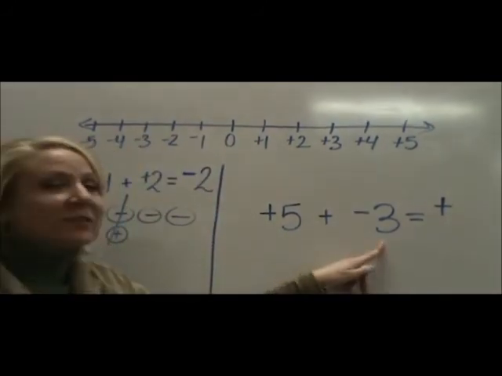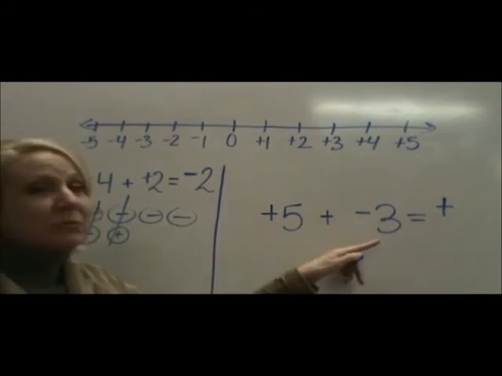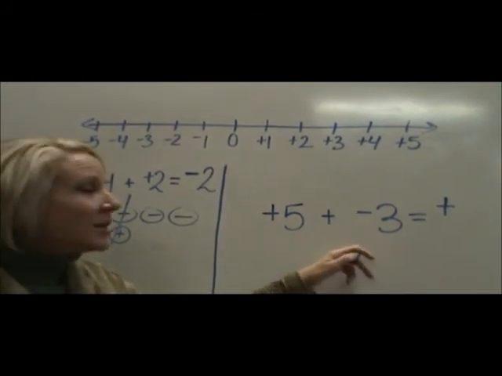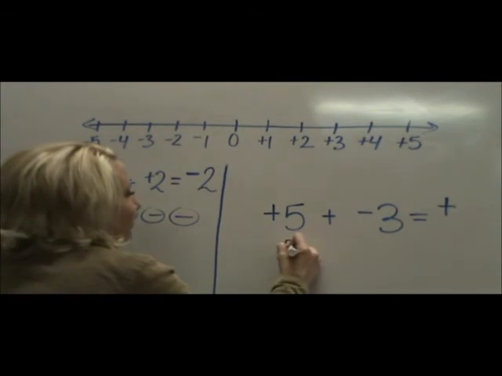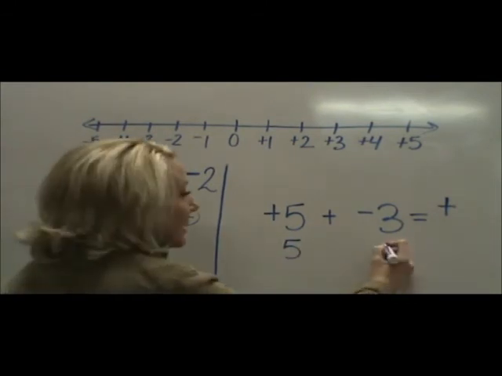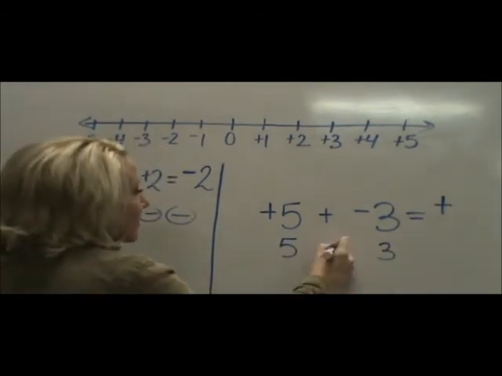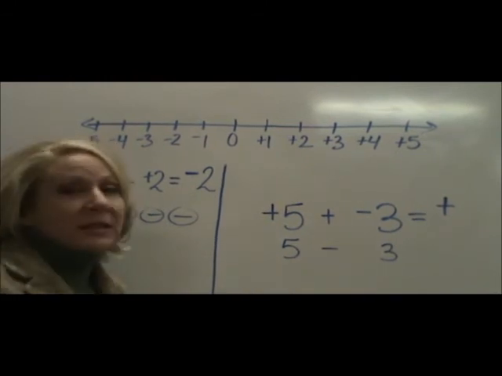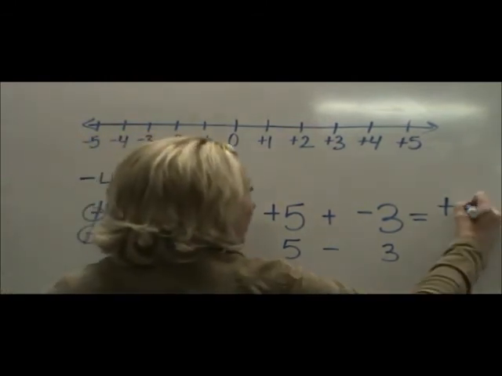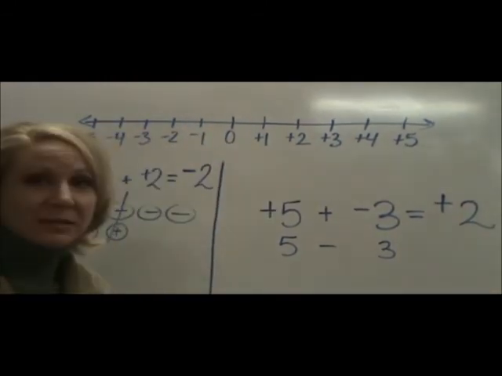Then, because they have different signs, you actually subtract the 2 absolute values. So the absolute value here would be 5, and the absolute value here would be 3. We take the lesser from the larger. 5 take away 3 is 2. So our answer is +2.